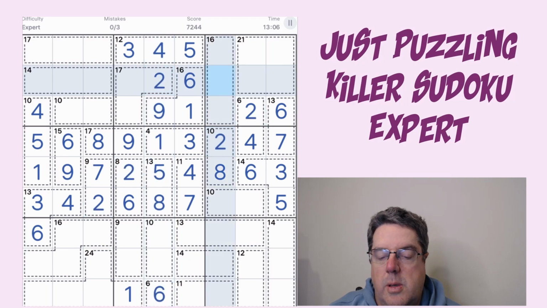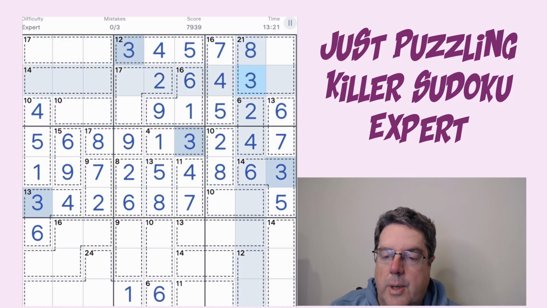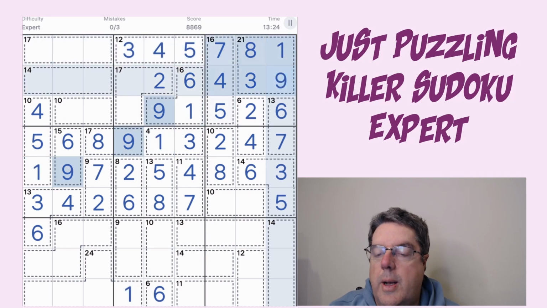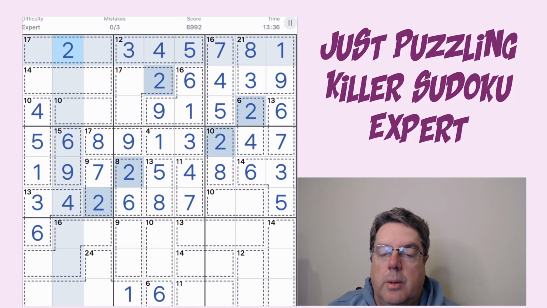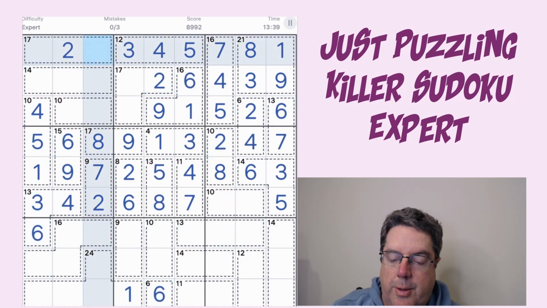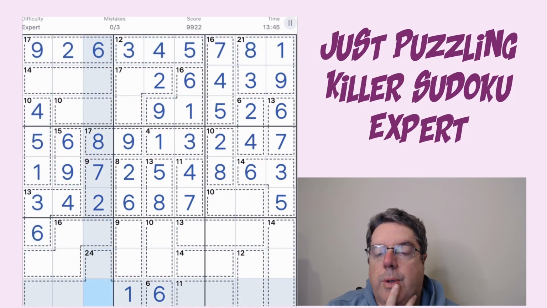4, 7, 5, 8, 3, 1, 9, 9, 2, 6. So 2 is there because 9 and 6 is there. So 2, 9 and 6 because the 6 is there. So that's got to be the 6. That's the 9. 9 is down that column. 9, 2, 6. 1, 2, 6.